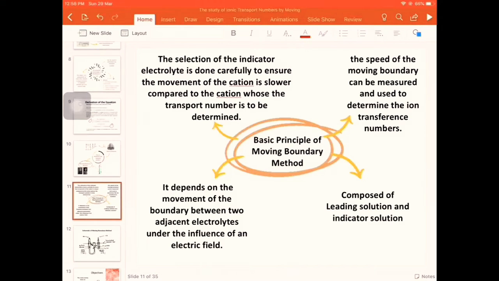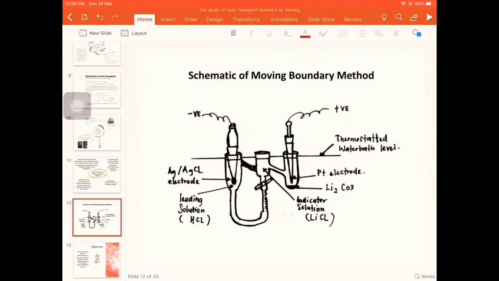And now I will show you the schematics of the moving boundary method. This is a diagram that you can see on the screen now. You can see the indicator and also the leading solution.